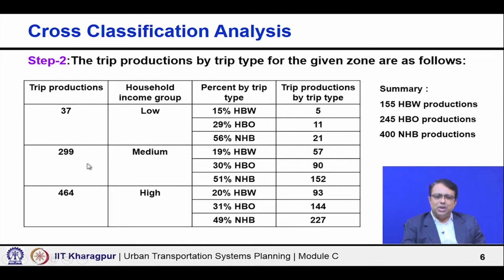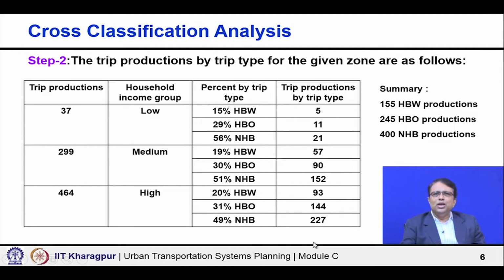Exactly the same thing we apply now for 299, only these percentage values will be as per the medium income group households, and next the percentages will be as per the high income households. So, you get the numbers.